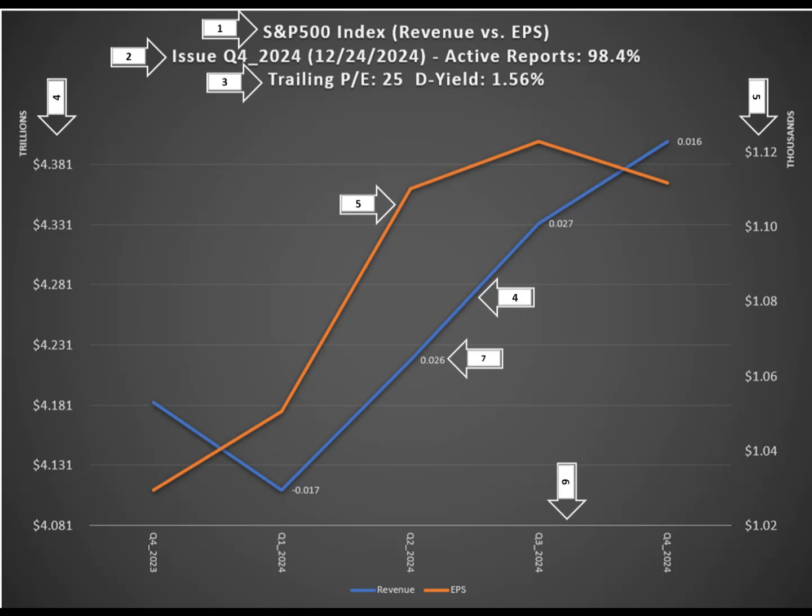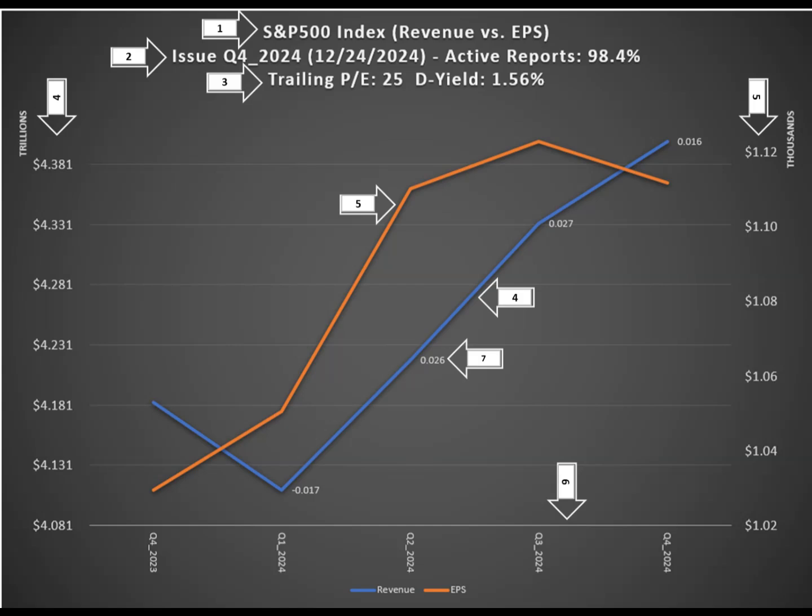Layout of the revenue to earnings per share charts, elements numbered 1 through 7. Number 1, the chart title, describes the chart's category and series being measured. Number 2, the chart's recency information, which may include the issue quarter of the chart, the average of the dates when the quarterly reports were provided to the SEC, and the percentage of companies providing quarterly reports.